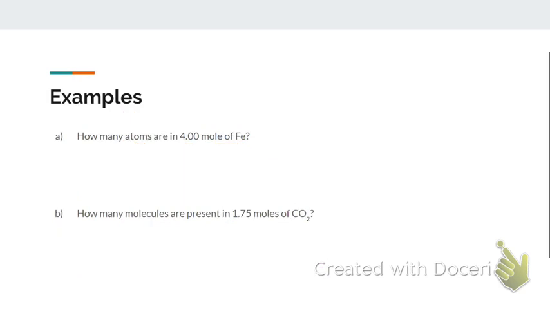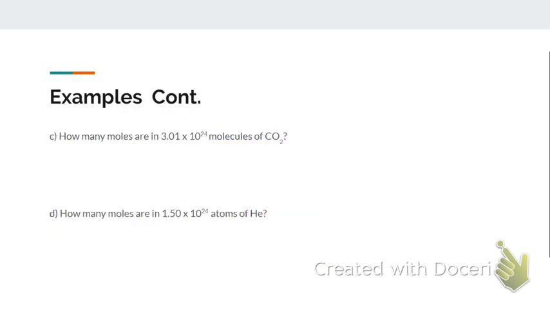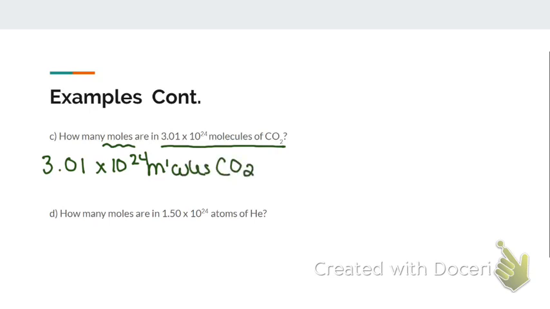2 more examples. We have C and D to take a look at. In example C, it asks how many moles are in 3.01 times 10 to the 24th molecules of carbon dioxide. So my given is starting out here as molecules, and now we're going to go to moles. I can go ahead and write in my value, 3.01 times 10 to the 24th molecules of CO2. Again, notice I put a unit and my what.